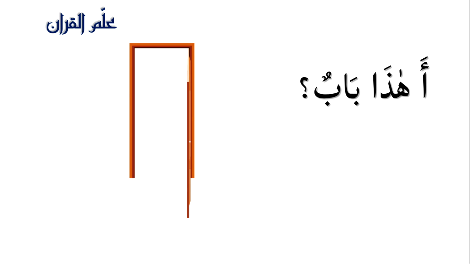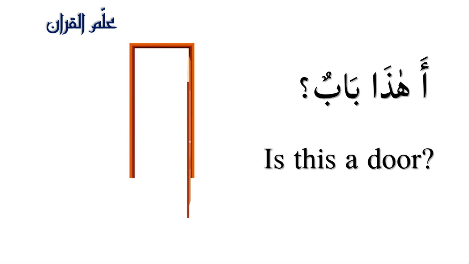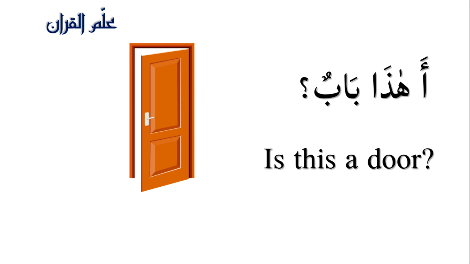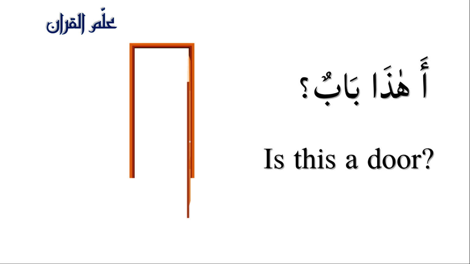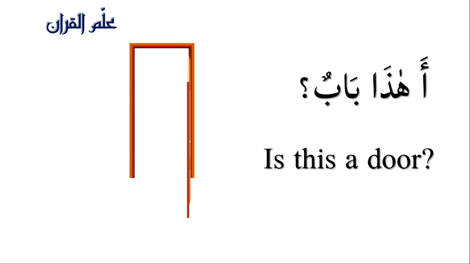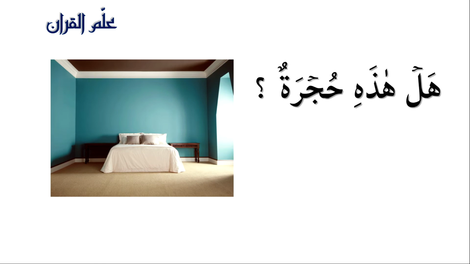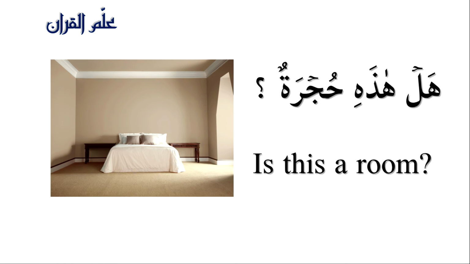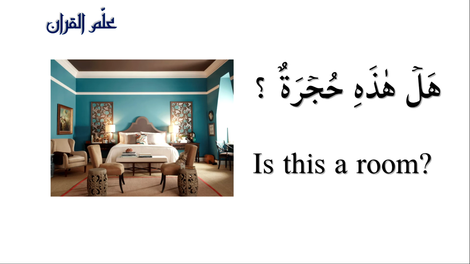أهذا باب, is this a door? Remember, whenever the Hamza comes at the beginning of a sentence, it is asking a question. Is هذا, this, باب, a door. هل هذه حجرة, is this a room? The same thing, هل is used to ask a question.